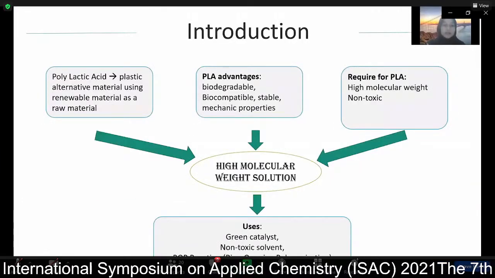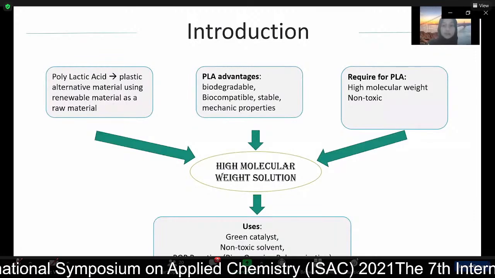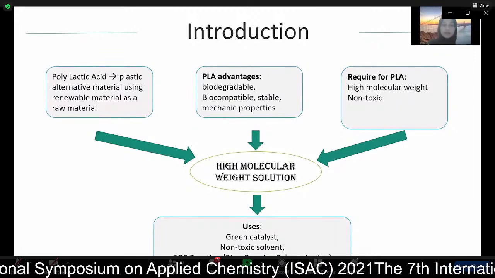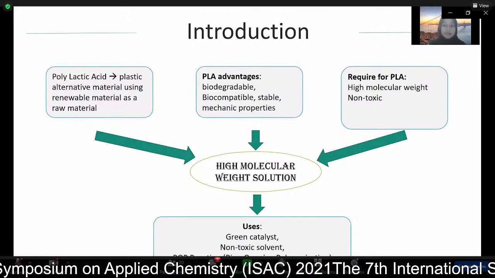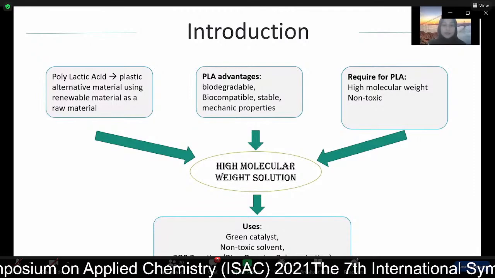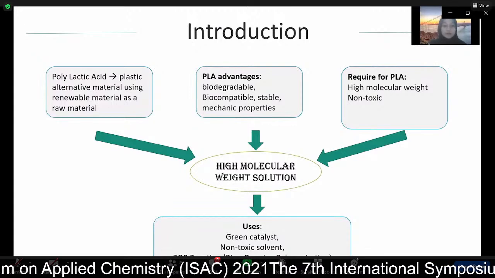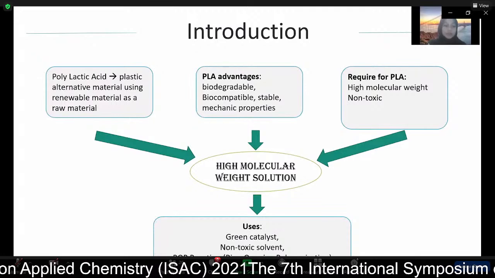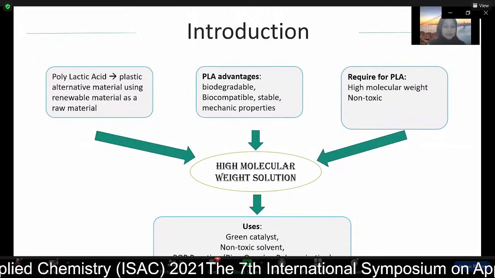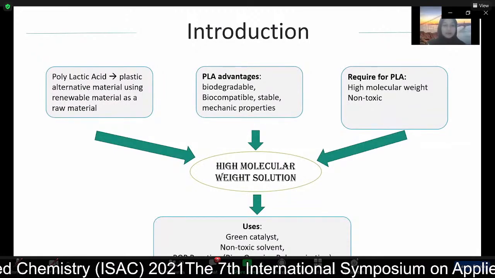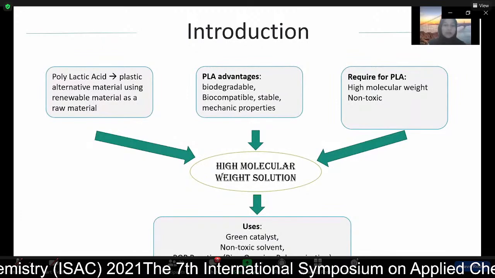Recently, plastic has become an environmental issue due to its long-term degradation. One solution for this issue is using bioplastic, or PLA, from renewable material. Some advantages of PLA are that it degrades in the short term, is stable, and has good mechanical properties. The requirements to obtain these advantages are a high molecular weight and non-toxicity, especially for humans. To reach these requirements, there are some concerns about PLA synthesis. In the synthesis process, it is safe to use a green catalyst, a non-toxic solvent, and ring opening polymerization to reach a high molecular weight of PLA.